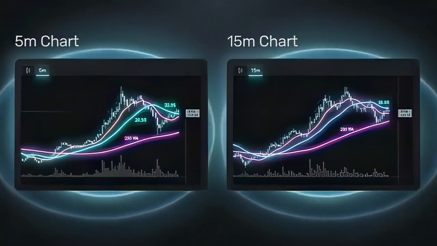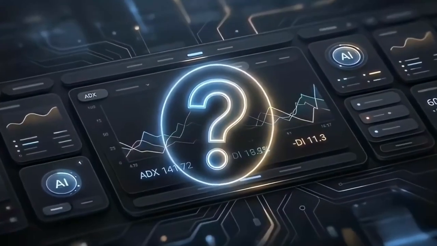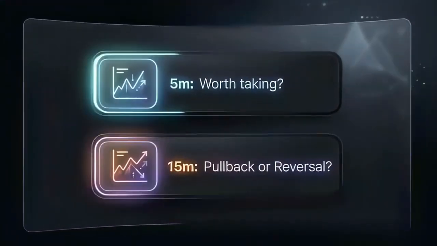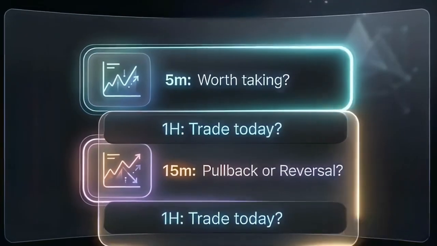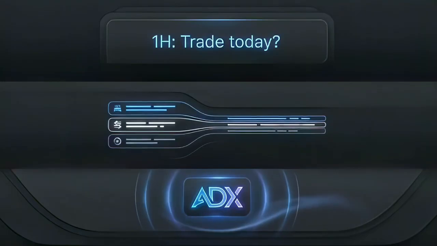So notice what happened across these two charts. The moving averages never changed their job. They found direction and timed entries. What changed was the question you asked the index. On the 5-minute, is this crossover worth taking? On the 15-minute, is this pullback a pullback or a reversal? And on the higher time frame, should I be trading at all today? One indicator, 3 questions, each more important than the last.